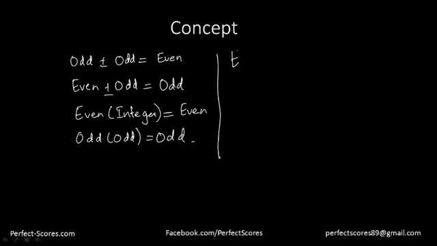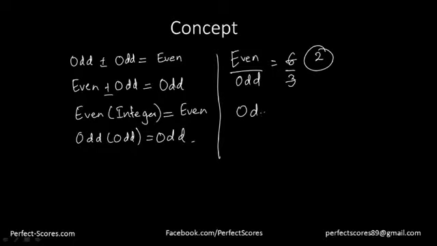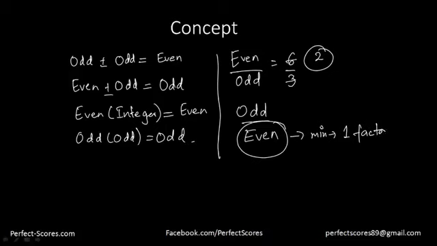Similarly, it's possible for me to divide an even number by an odd number and get an evenly divisible answer, like 6 by 3. I will get 2. But it's never possible for me to divide an odd number by an even number. Now, why is that? Because an even number has a minimum of one factor of 2, which an odd number never has.